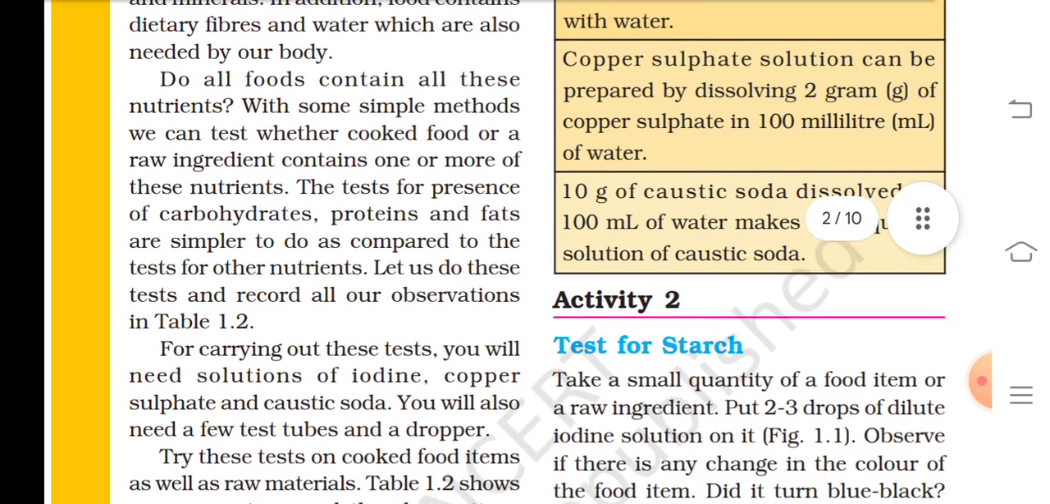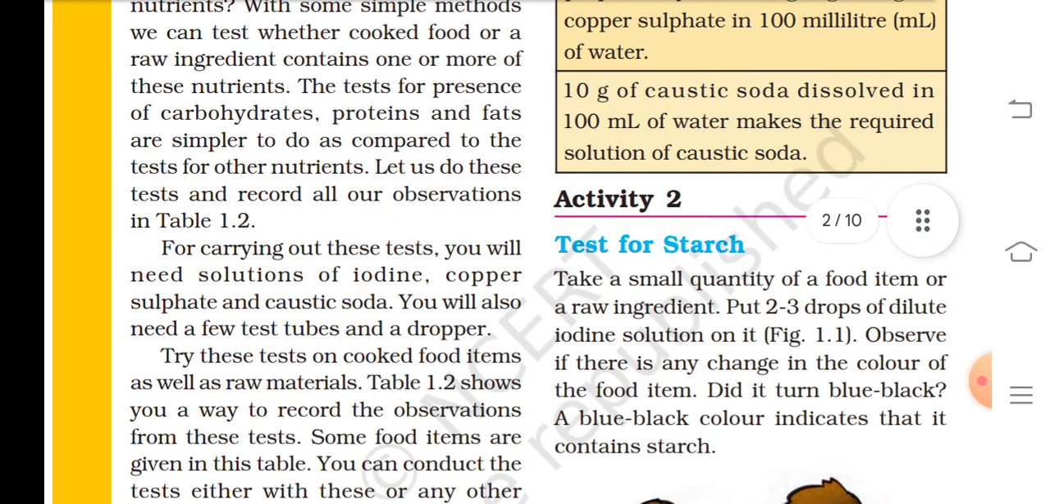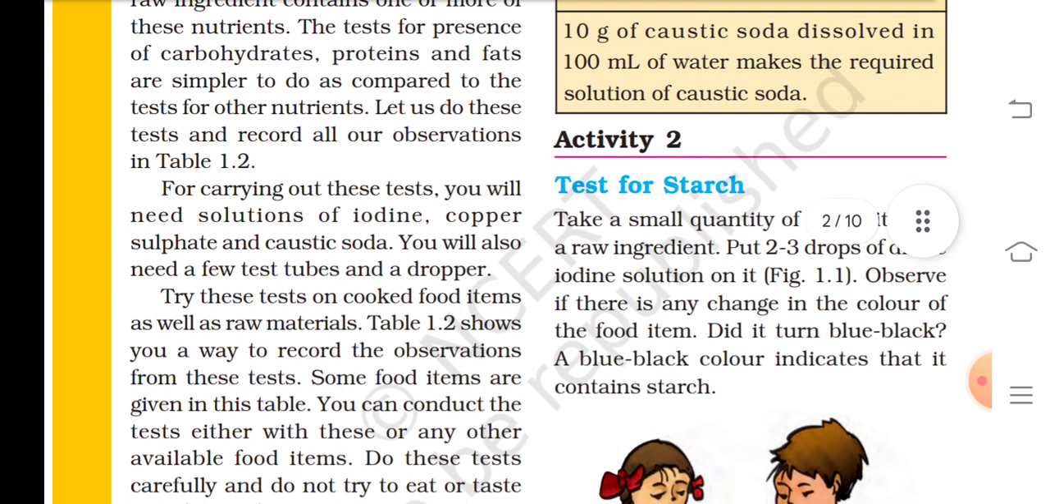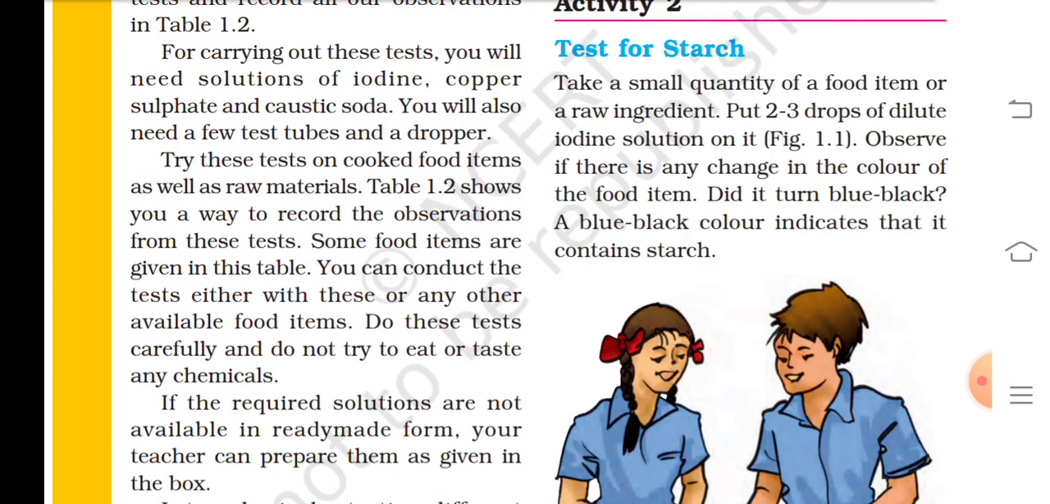The tests for the presence of carbohydrates, proteins and fats are simpler to do as compared to tests for other nutrients. Let us do these tests and record all observations in Table 1.2. For carrying out these tests, you will need solutions of iodine, copper sulfate and caustic soda. You will also need a few test tubes and a dropper.